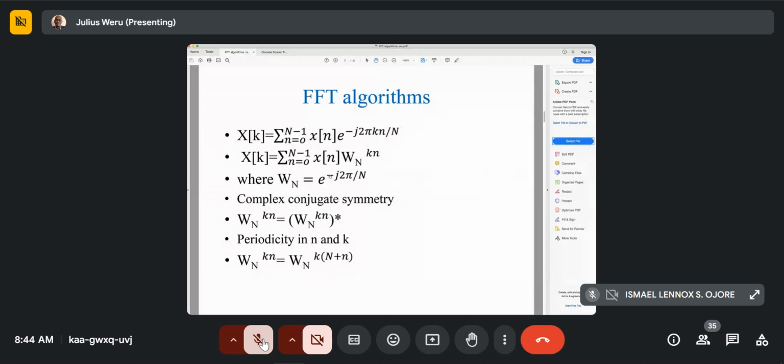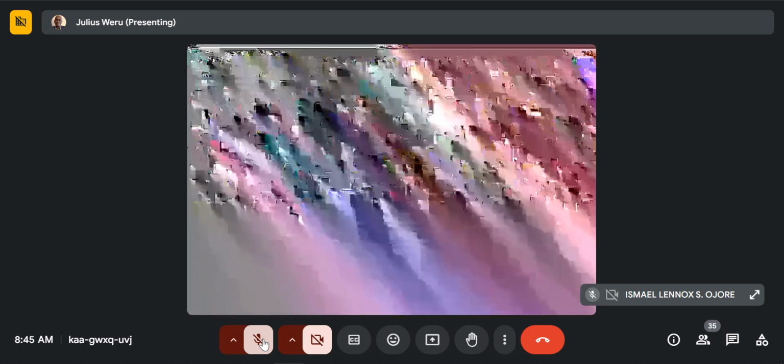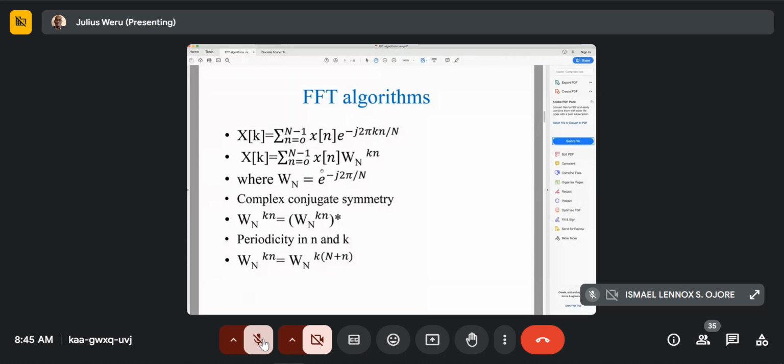Wn is e to the power of j 2 pi divided by n. Now, if you square this, it means you're squaring this. But if you square this 2, which is here, you can put it under n. Like if you're dividing something by a half, it's like multiplying by 2. Or if you're multiplying by 2, it's like you're dividing by a half.